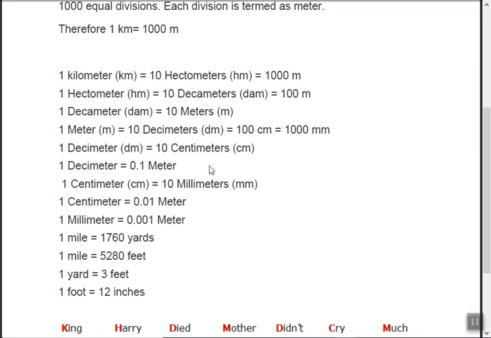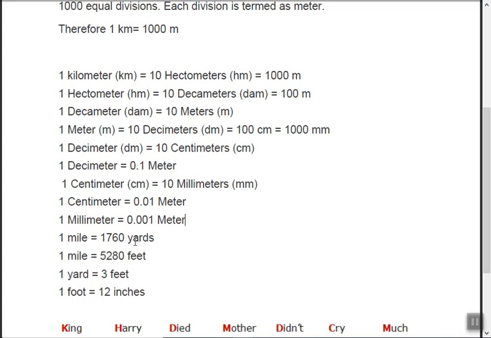Now this logic you can apply for kilogram also, for liters also. Means 1 kiloliter equals 10 hectoliters equals 1000 liters. Same you can apply it over here. Similarly for grams also. 1 kilogram equals 10 hectograms equals 1000 grams. So same you can apply it over here. Here it ends actually up to millimeter and meter.